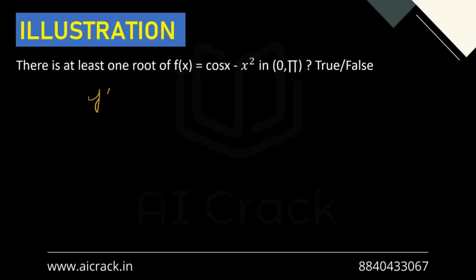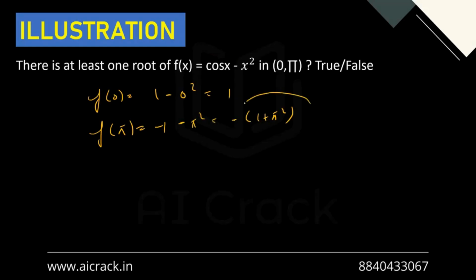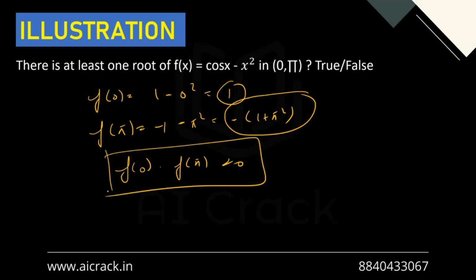So let's find out f of 0. F of 0 is nothing but cos 0, that is 1, minus 0 square, so 1. And if we talk about f of pi, we'll be getting cos pi, that is minus 1, minus pi square, that comes out to be minus of 1 plus pi square, right? Now we know that this entire term is always negative. This is positive. So f of 0 dot f of pi is less than 0, right? When we have proved that, we have easily proved with the help of the intermediate value theorem that we have at least one root between 0 to pi for this function.